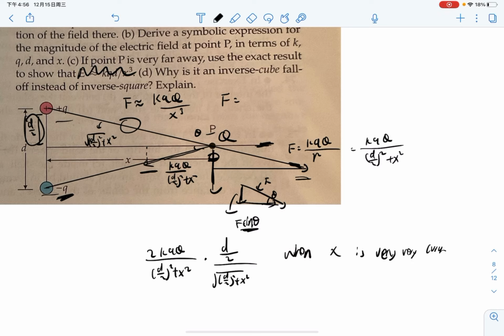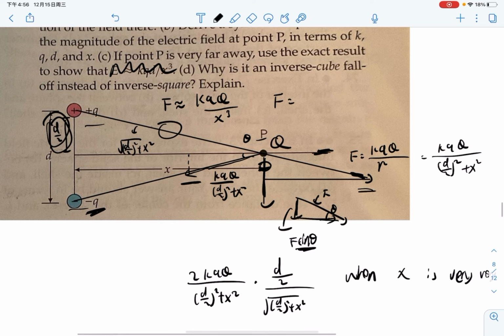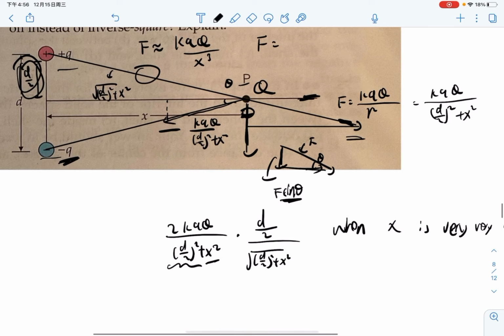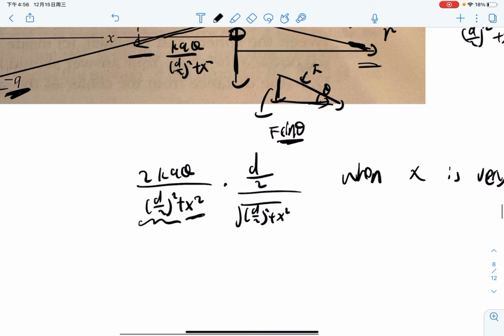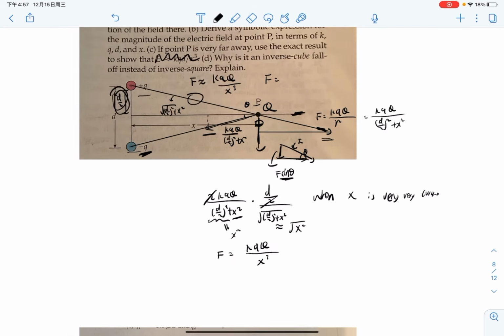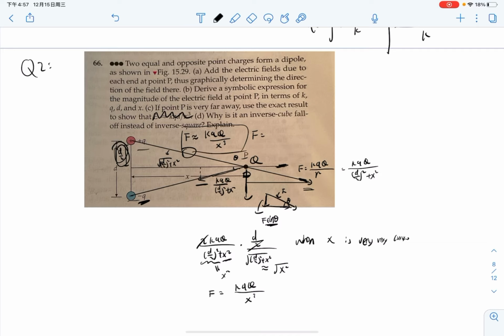You can just ignore this term because it is relatively smaller than x. So this term will just approximate to x squared, and this term just approximates to this. Now just divide the two, and you can get the resulting force to be k small q big Q times x cubed, which is consistent with the answer over here.